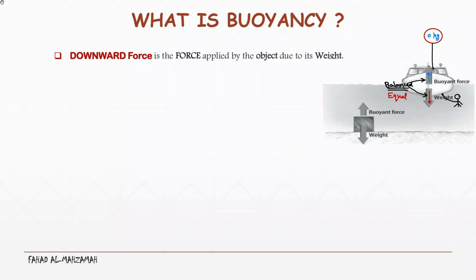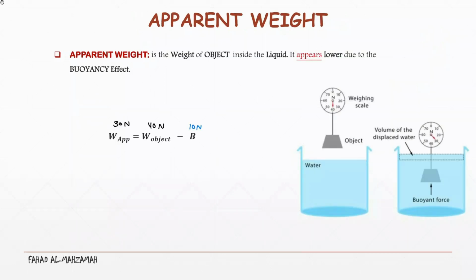And again, let's go back to the same formula of the apparent weight. Suppose that the weight of the ship is, let's say, 10 kilonewton. Since it's floating, the buoyancy will have the same force pushing the ship upward and making it float. If you subtract these two values, you will get the apparent weight equal to 0 Newton. So in the floating object, the apparent weight is 0.